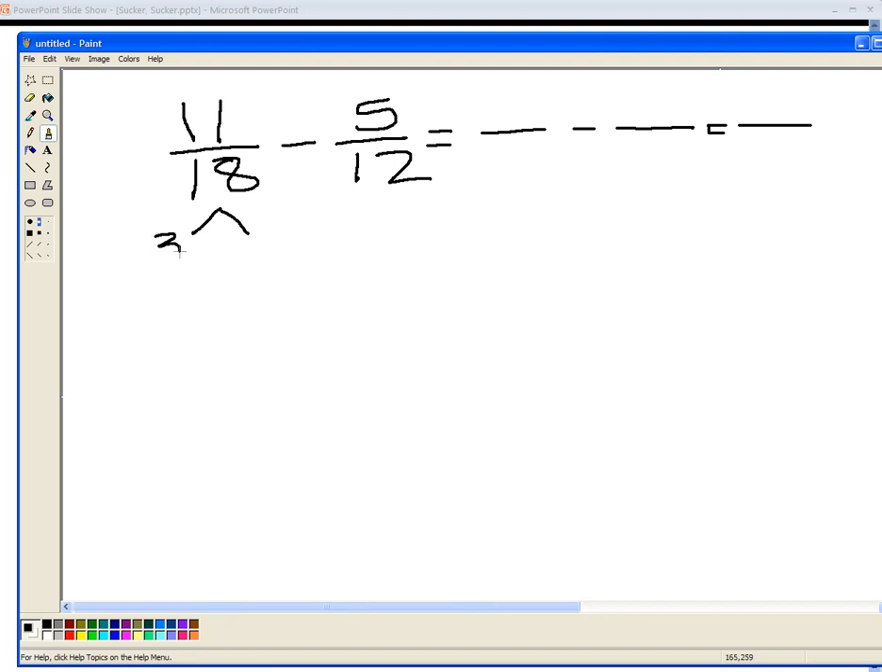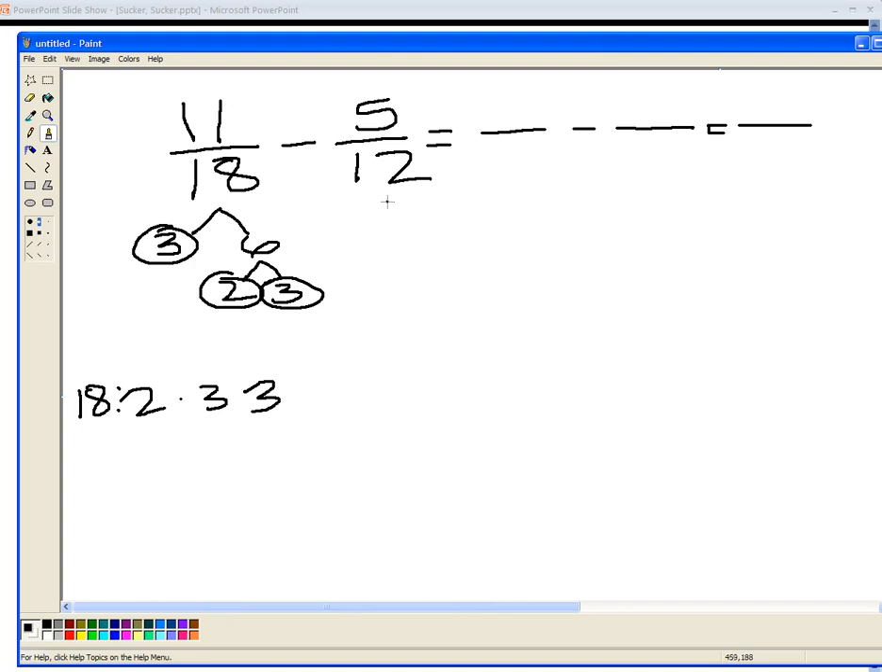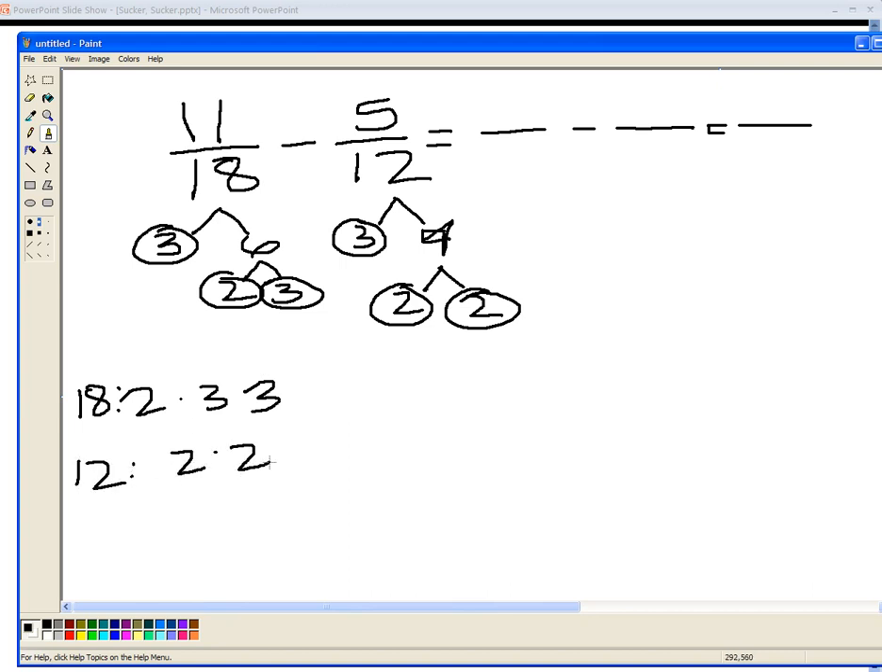18 is 3 times 6. 3 is prime. 6 is 2 times 3. Okay, I'm going to write that down here. 18 is 2 times 3 times 3. Then I go to my 12, which is 3 times 4. Sorry, that 4 went wonky too. Looks like a 9. We'll change it like that. 3 times 4. 4 is 2 times 2. Those are both prime. So I write 12 here, which is 2 times 2 times 3.